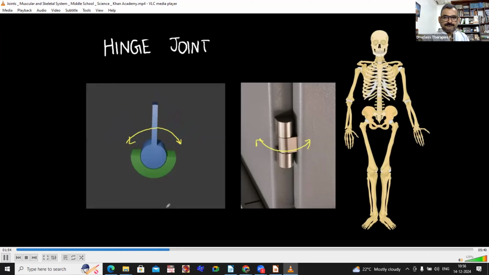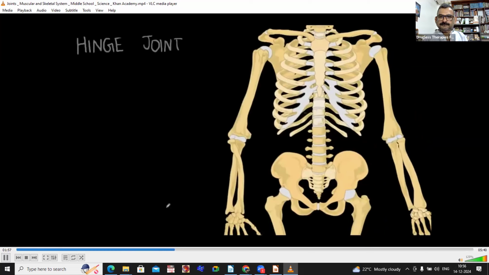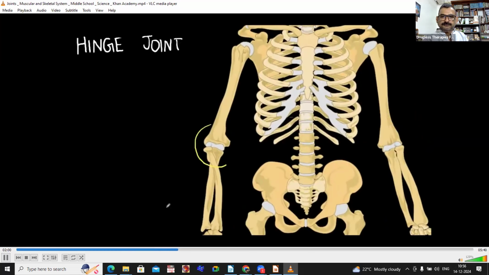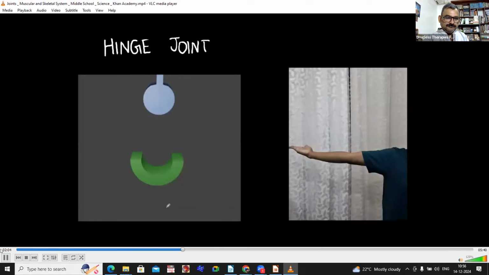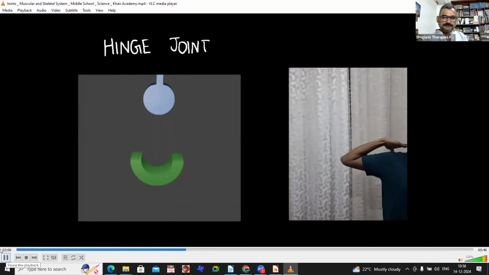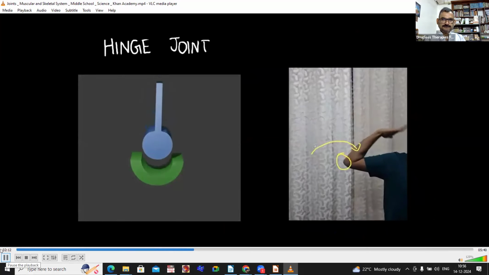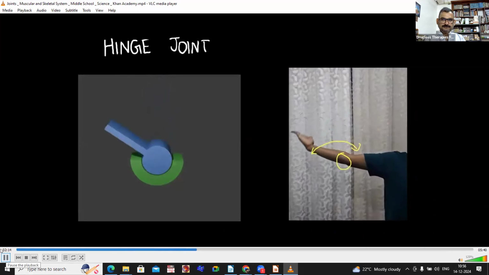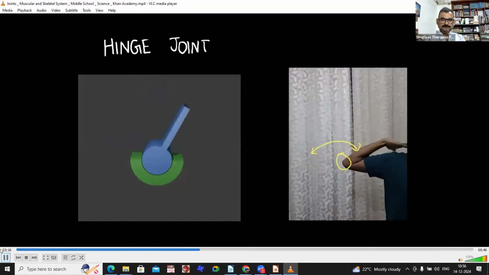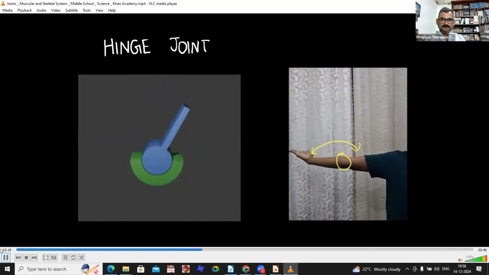We have bones in the body which are joined in a similar fashion. Let's look at one example. At the elbow, we have such an example. Let's see this in action. Look at this arm. At this point, there's a hinge joint. This allows movement in this direction and back in this direction, right? Just like the animation. So that was an example of a hinge joint.